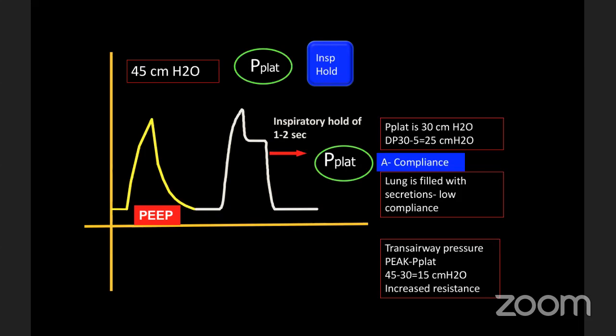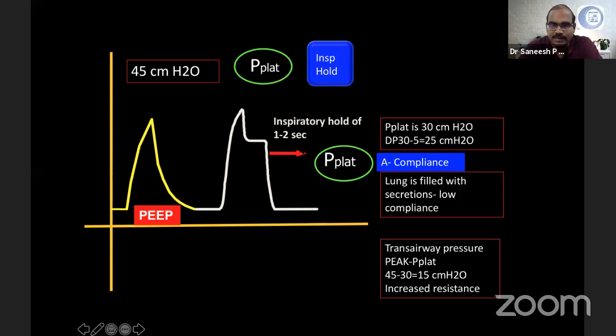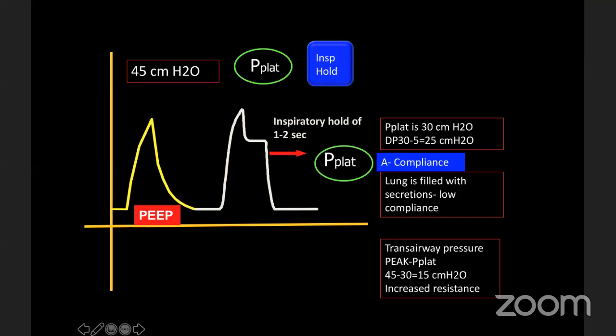So, how do we know if the compliance is a problem or the airway pressures are the problem? How do you get to know, sir? Following the P plat. That's the point. Once the P plat is here, that means the difference between peak pressure and P plat is 15, which says there is an airway resistance issue.